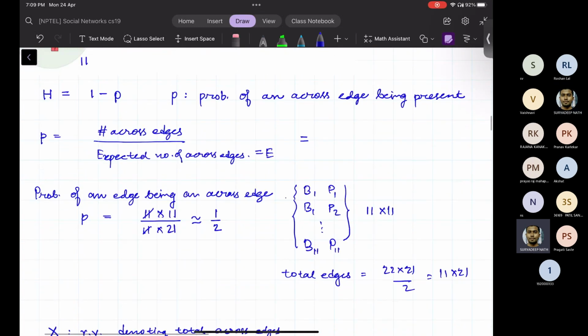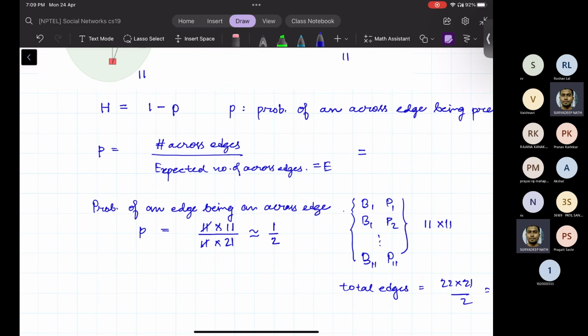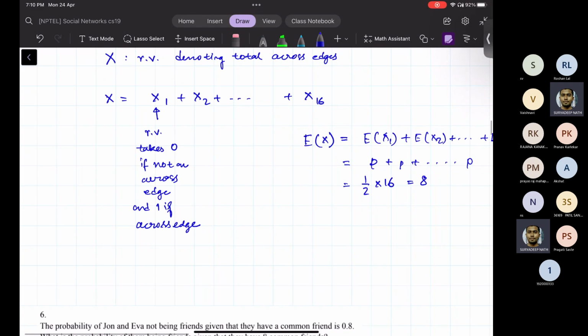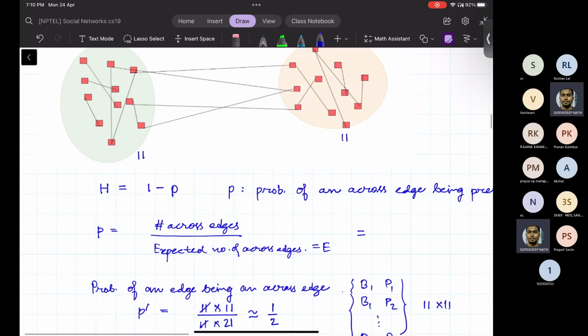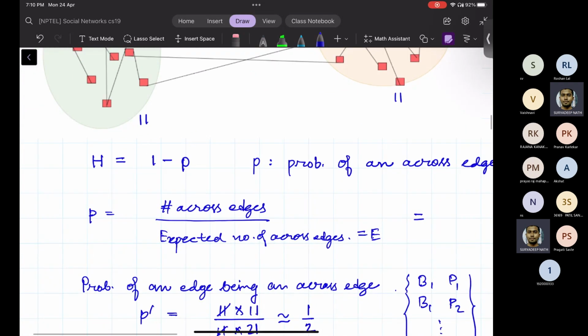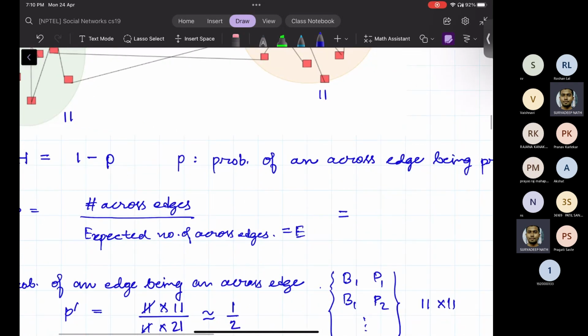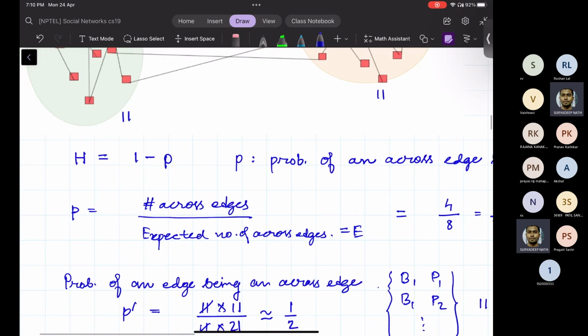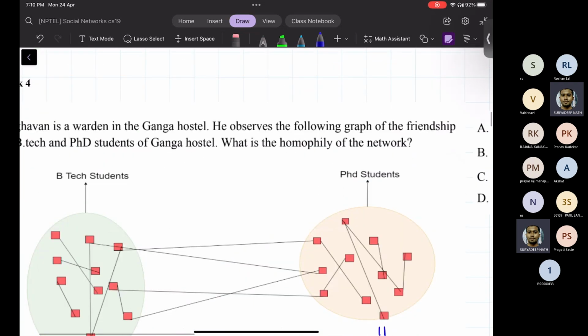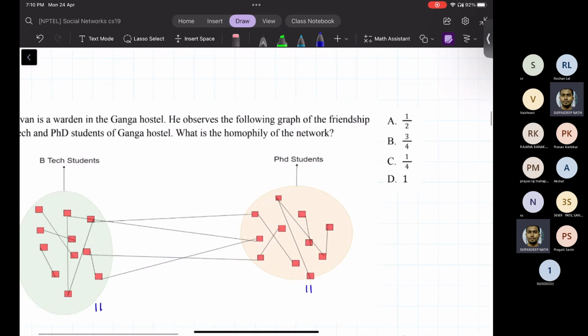Let us call this probability p dash, to not confuse it with the homophily p. So this is p dash, and therefore p, that is the number of across edges, is 4. And the expected number of across edges is 8. So this is half, and homophily would therefore be 1 minus half, that is half. So the homophily of this network is half.